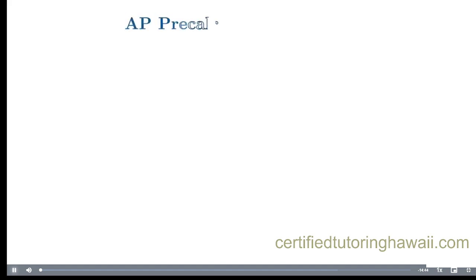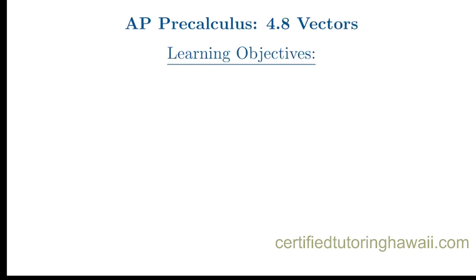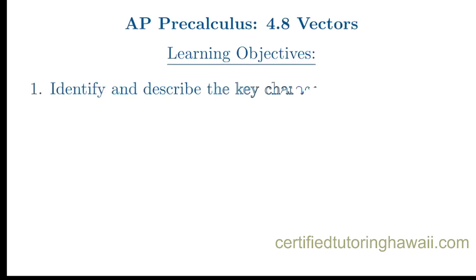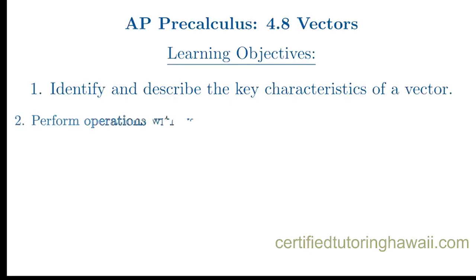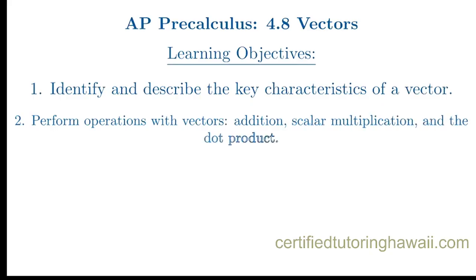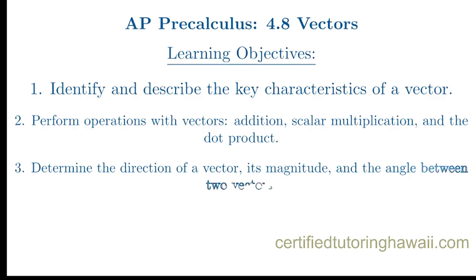Welcome! In this video, we'll explore vectors in 2 dimensions. By the end of our session, you will be able to first identify and describe the key characteristics of a vector. Second, perform operations with vectors, like addition and scalar multiplication, and calculate the dot product. And third, determine the direction of a vector, its magnitude, and the angle between 2 vectors. These skills are fundamental for understanding physics, computer graphics, and many other fields.